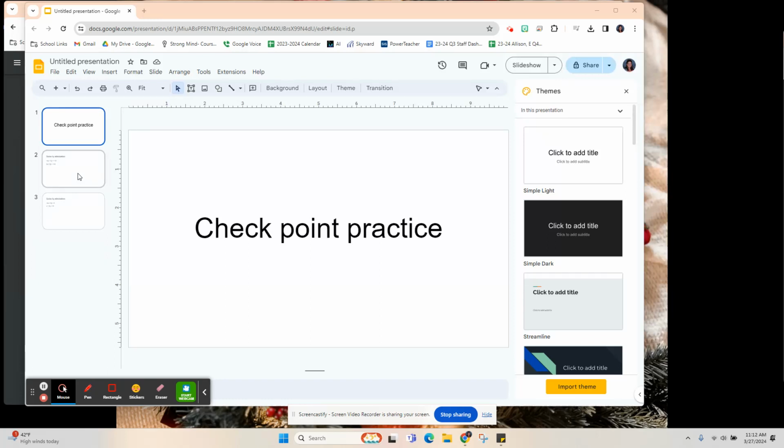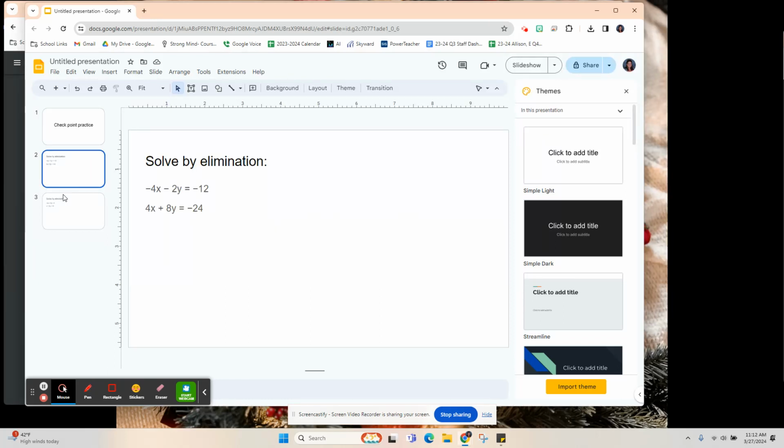All right, back at you with another checkpoint practice. So we are working with solving systems of equations using the elimination method. This first one I picked because it was kind of easy.